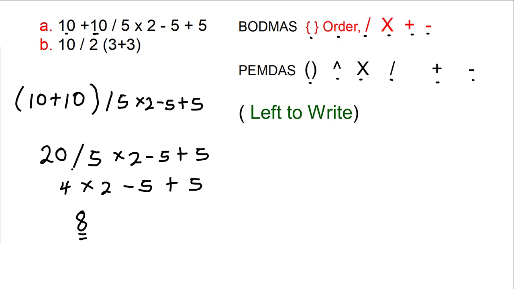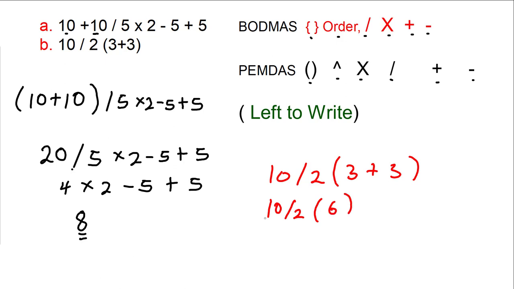So let's try example B. From example B, 10 divided by 2, parenthesis 3 plus 3. We need to evaluate what we have in the parenthesis. So that will be 10 divided by 2, parenthesis 3 plus 3 is 6. Now we need to evaluate the division. 10 divided by 2 is 5. 5 parenthesis 6 is 5 times 6, and 5 times 6 is 30. And this is the correct answer for this example.